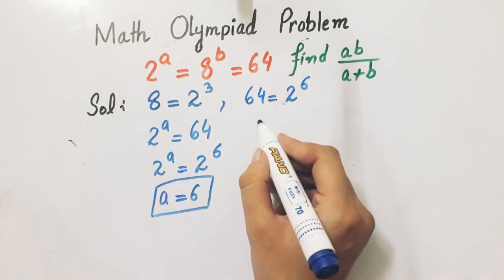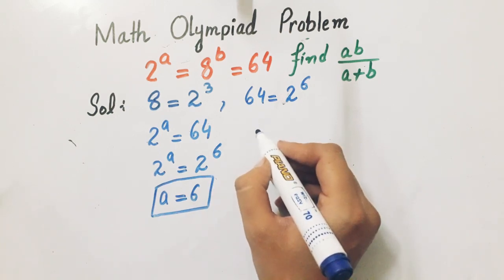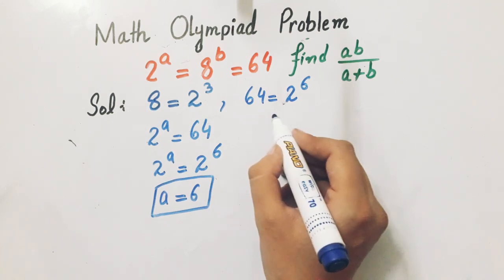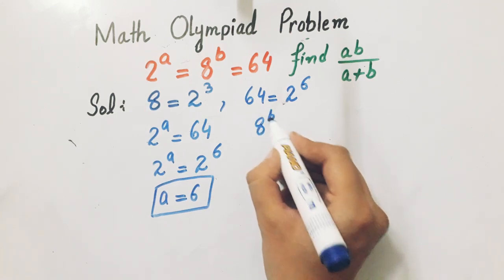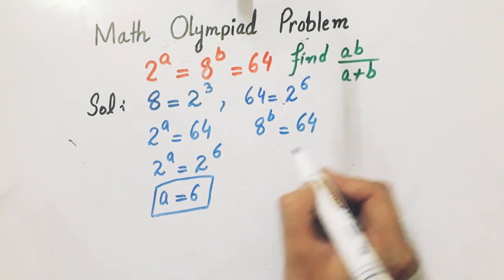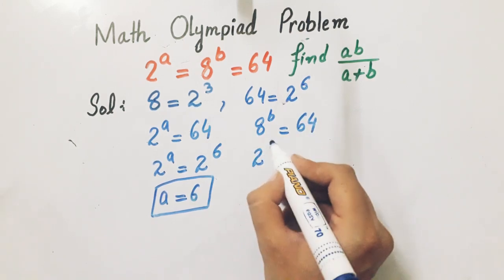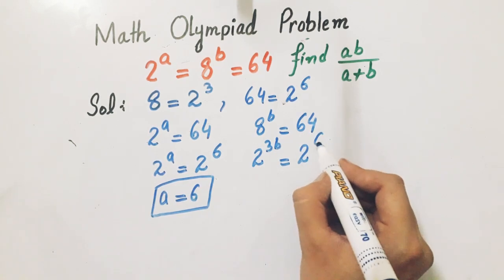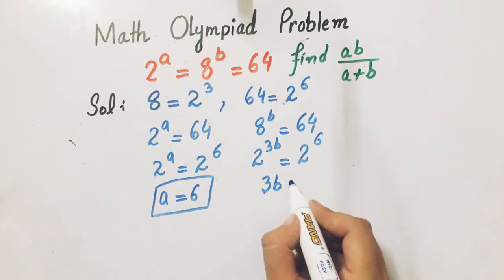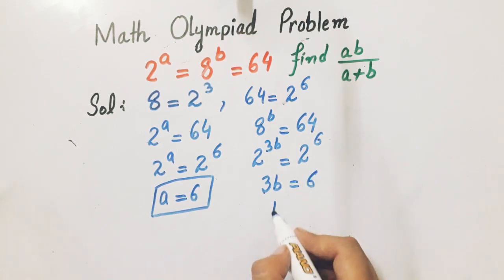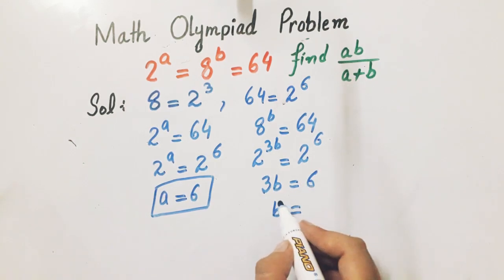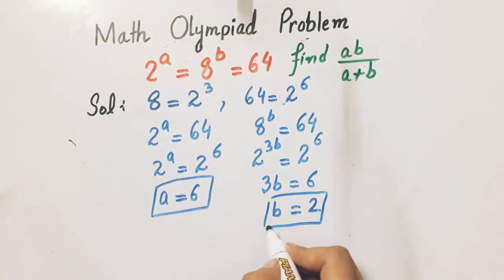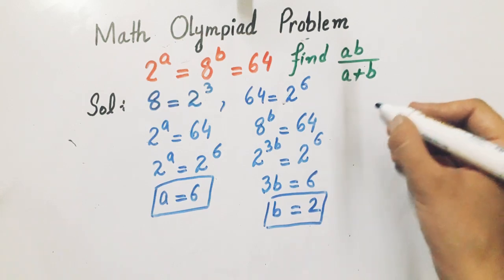Now you have to find the value of b, so you can write 8 raised to power b is equal to 64, and 8 can be written as 2 raised to power 3b, and 64 can be written as 2 raised to power 6. It means 3b is equal to 6, which implies that b is equal to 6 divided by 3, which is 2. So the value of b is 2. You have to find the value of ab over a plus b.